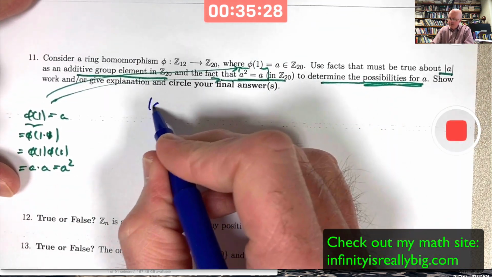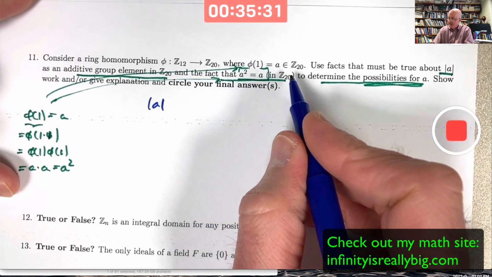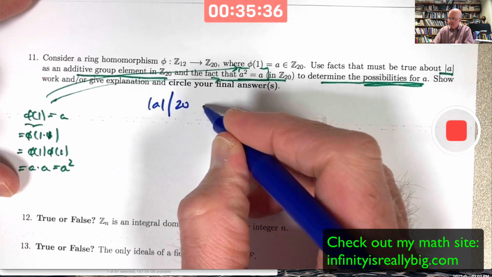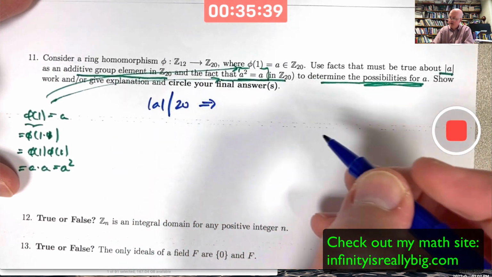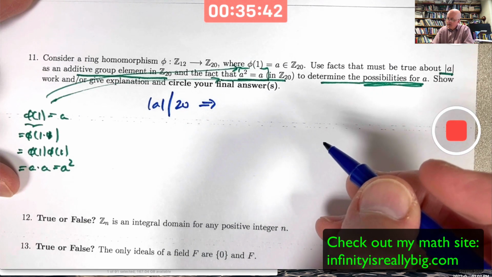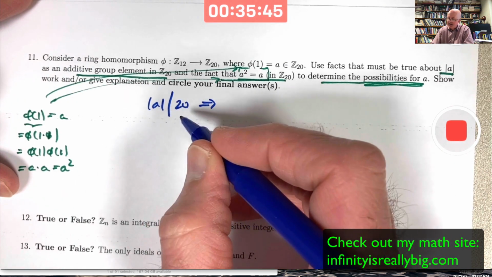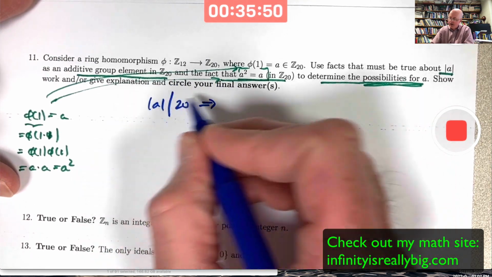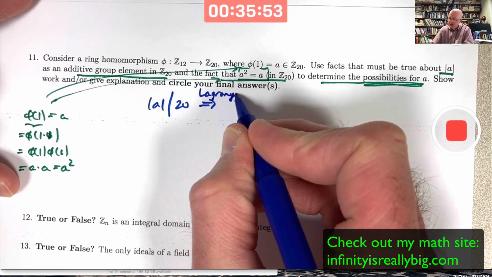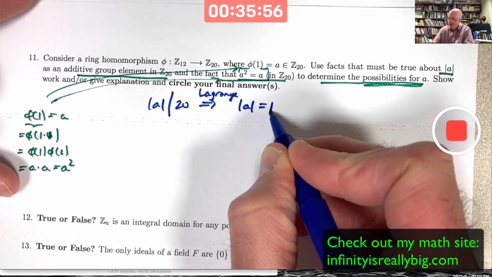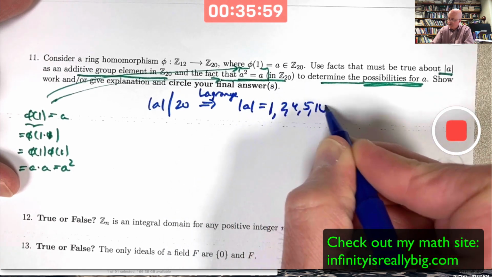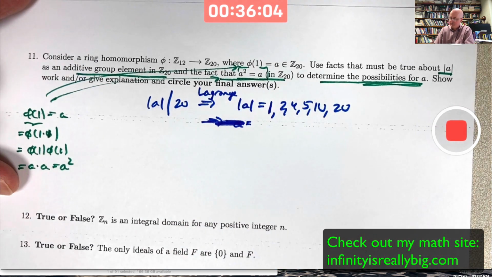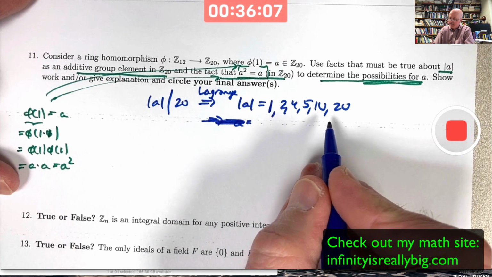The order of A, first of all, A is an element in Z20, must divide the order of Z20, which is 20. That's Lagrange's theorem. We're talking about the order of A as an element in the additive group Z20. Lagrange in group theory implies the order of A is 1 or 2 or 4 or 5 or 10 or 20, which means A itself must be, well, I won't list out the possibilities because I want to whittle them down first. That's one list of possibilities.